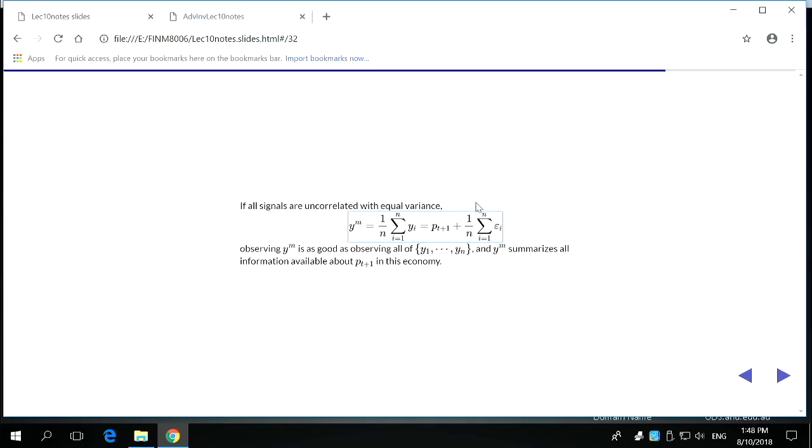Okay? So the expectation of P_{t+1} is as good as looking at the expectation of y_m, just the mean of the signals, which means the mean of all the signals is what's called a sufficient statistic to summarize all the information available in this economy. So that's another observation. Given the information is uncorrelated, I can just look at the mean of the signals instead of knowing the individual signals.